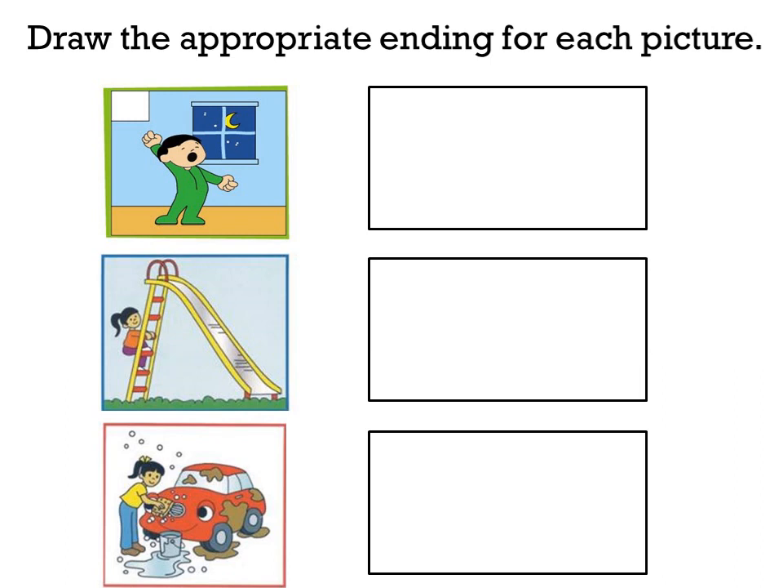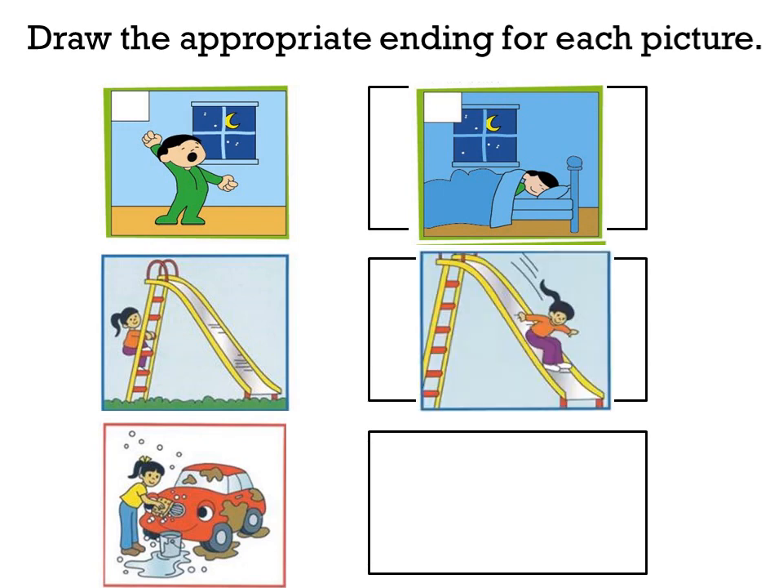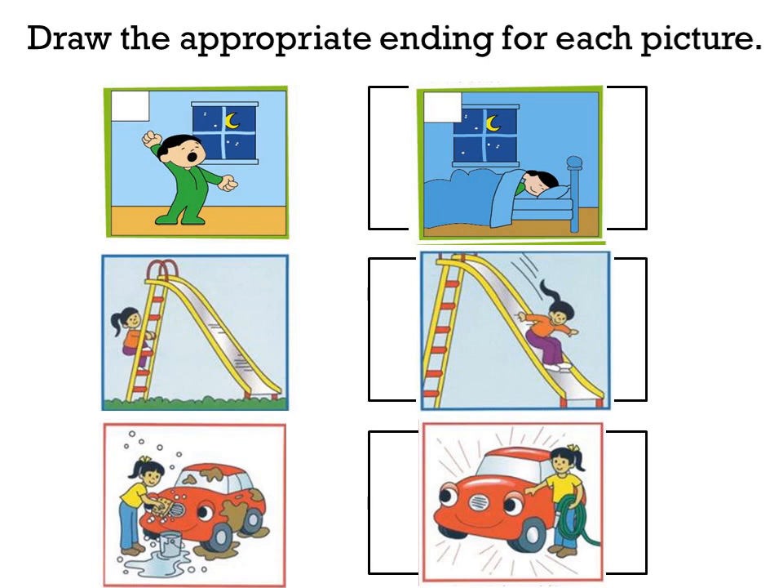So now in your notebook, just draw what do you think will be the ending based on the picture. Okay? If you're not yet done making that drawing, you click the pause button. But if you're done, you can now click the play button to know if your answer is correct. So let's answer the first one. The first one is a boy sleeping. The second one is a girl sliding and almost at the end of it. And then the third picture, of course, the car is clean, sparkling clean.